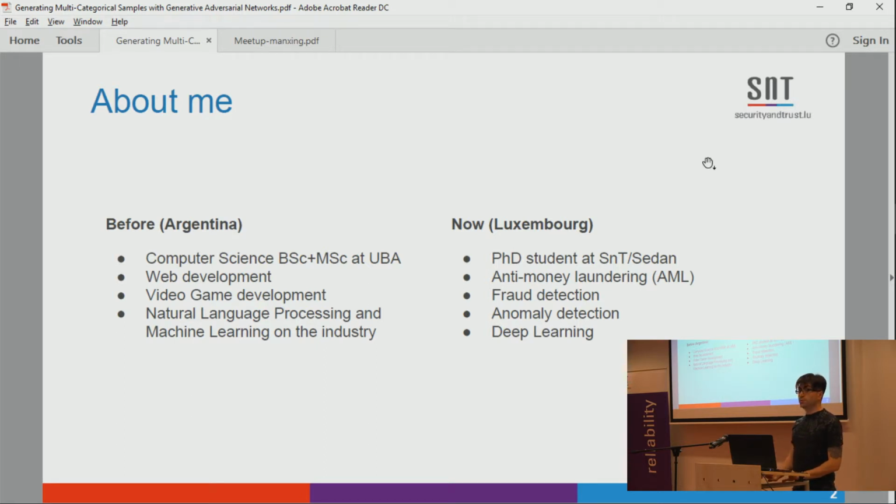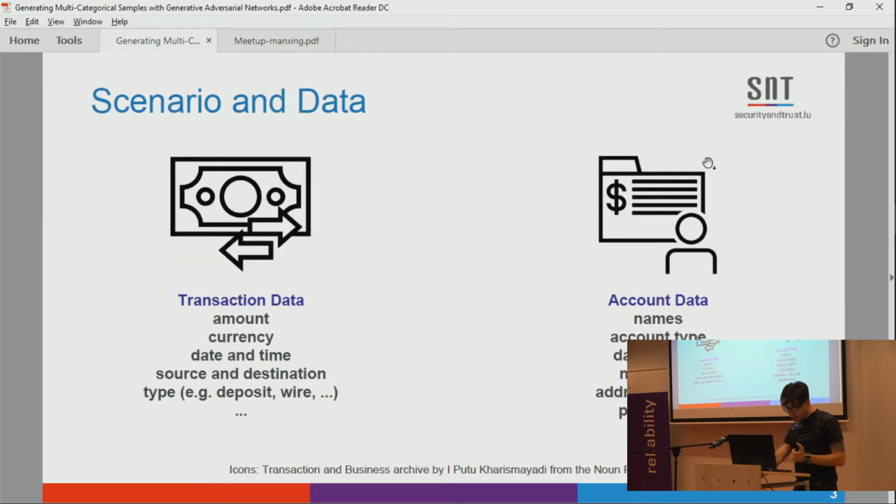I want first to speak about the domain just a bit so I can describe what the data and the tasks look like. So first about the data. Let's say I work with an industrial partner and we have data from financial institutions or banks that can look like this, like transactions and account data. For example, for transactions, we usually have the amount of money, the currency, date and time, source and destinations, and a lot of categorical variables describing the transaction.